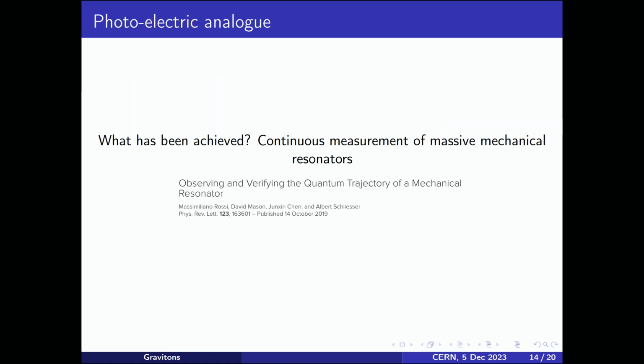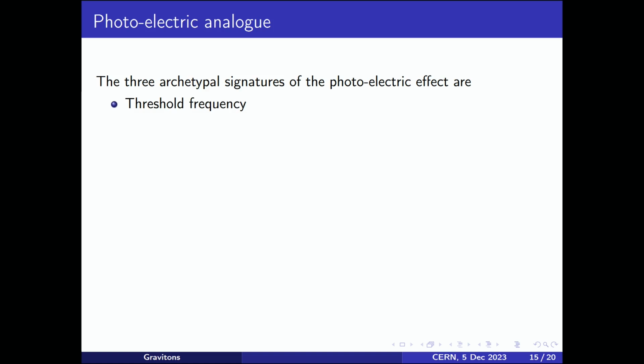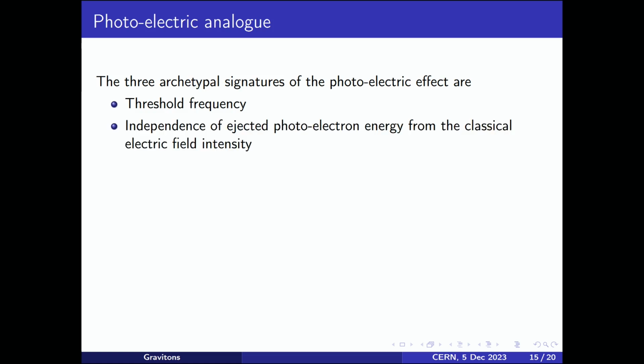So hopefully I've convinced you that this experiment is not impossible, but what would it mean if we actually did it in terms of providing evidence for gravitons or the quantum nature of gravity? The three archetypal signatures of the photoelectric effect that we all remember are the threshold frequency, the independence of the ejected photoelectron energy from the classical electric field intensity, and the near-instantaneous ejection of photoelectrons.